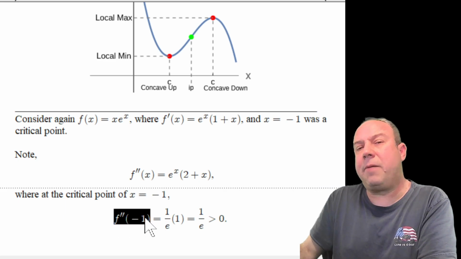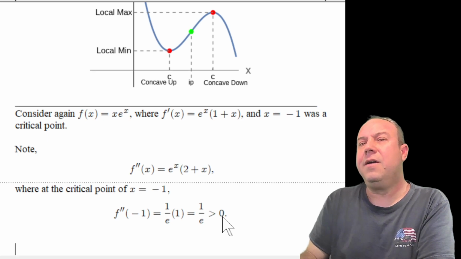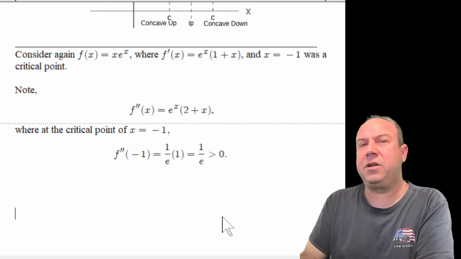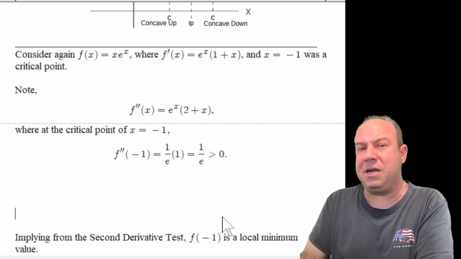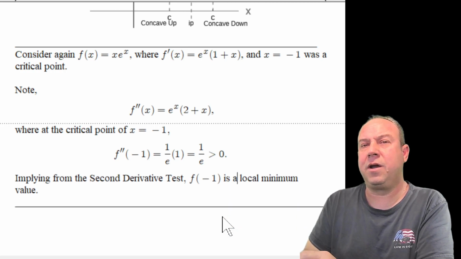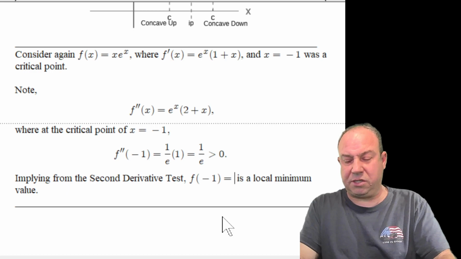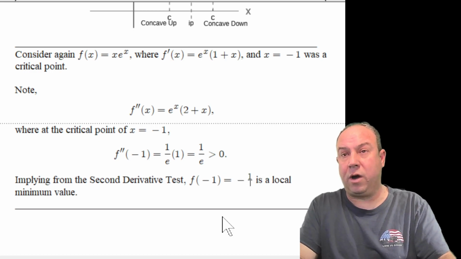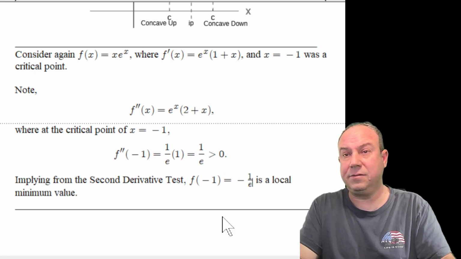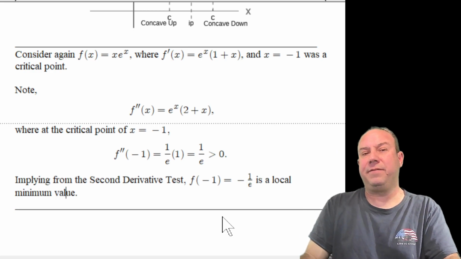So since f double prime at -1 is greater than 0, from the second derivative test, we know that a local minimum value must be occurring at that location. Right? We know f at -1, which we said earlier is equal to -1 over e, is a local minimum value of f.